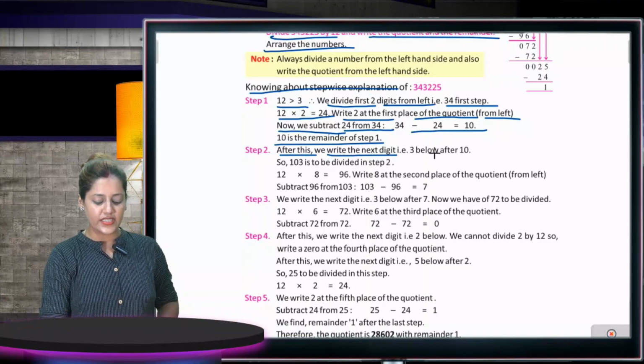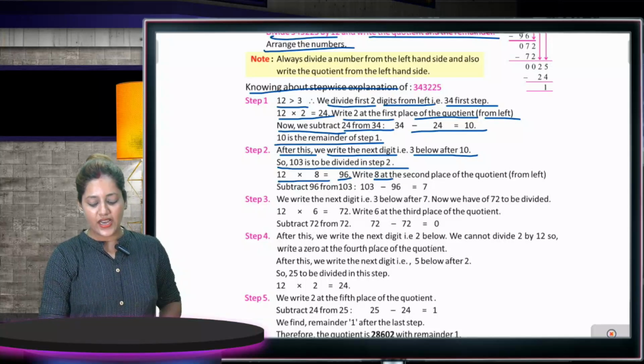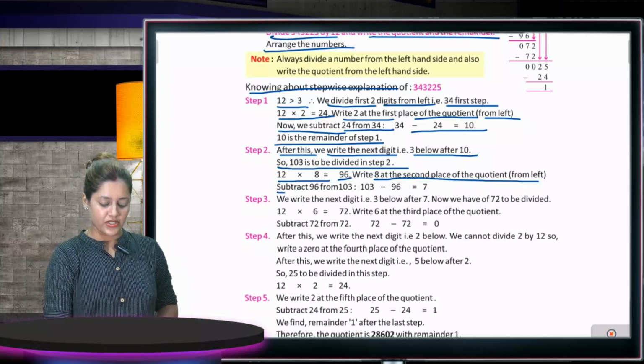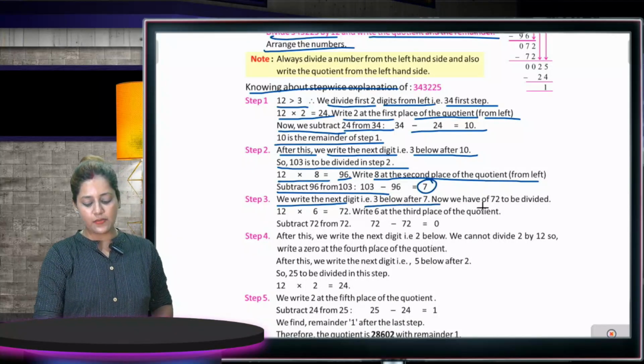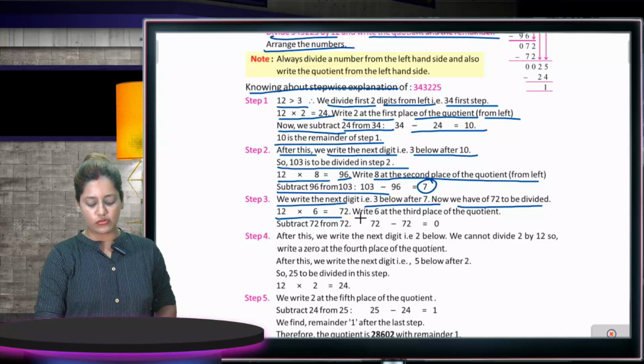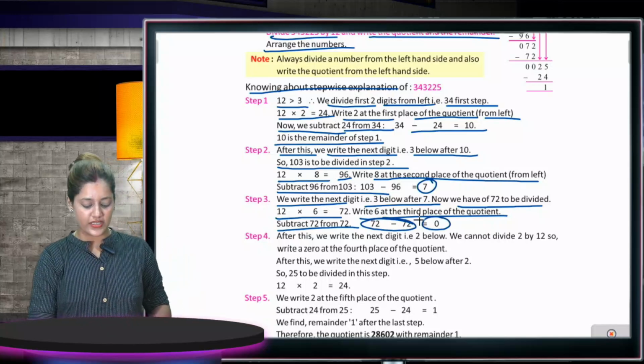After this, we write the next digit 3 next to 10, that is 103 is to be divided in step 2. 12 into 8, that is 96, and 8 is the second place of the quotient. Subtract 96 from 103, that is 7. We write the next digit 2 below the 7, we have 72 to be divided. 12 into 6, 72, write 6 at the third place of the quotient and subtract 72 from 72, that is 0.